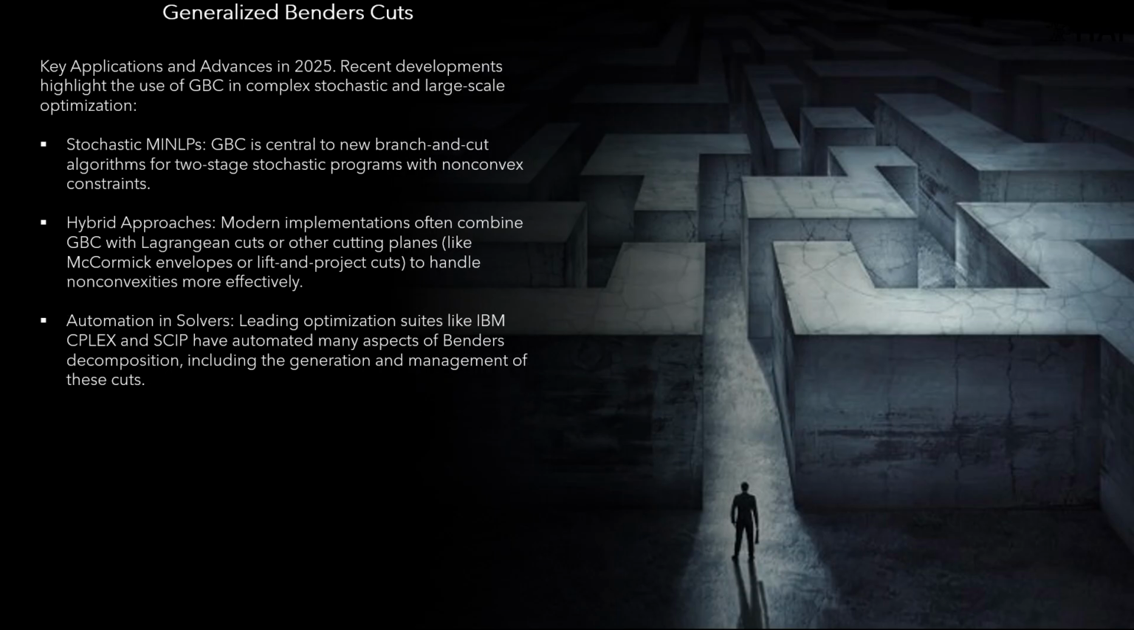Key applications and advances in 2025. Recent developments highlight the use of GBC in complex stochastic and large-scale optimization. Stochastic MILPs. GBC is central to new branch-and-cut algorithms for two-stage stochastic programs with non-convex constraints. Hybrid approaches. Modern implementations often combine GBC with Lagrangean cuts or other cutting planes, like McCormick envelopes or lift-and-project cuts, to handle non-convexities more effectively. Automation in solvers. Leading optimization suites like IBM CPLEX and SCIP have automated many aspects of Benders decomposition, including the generation and management of these cuts.